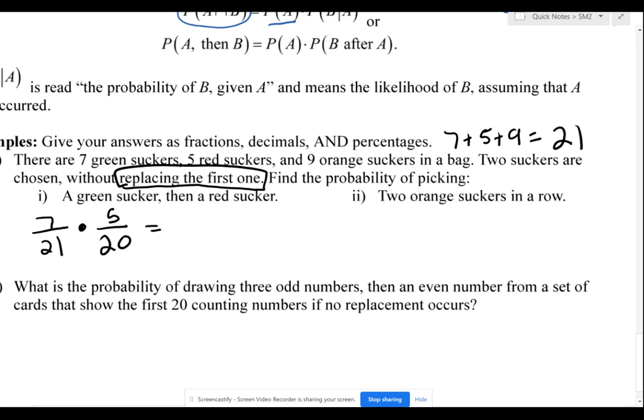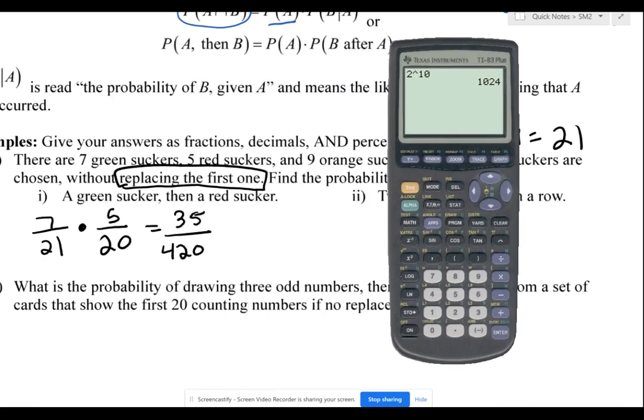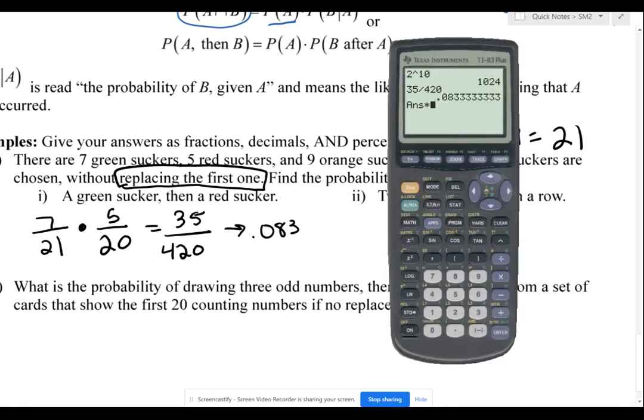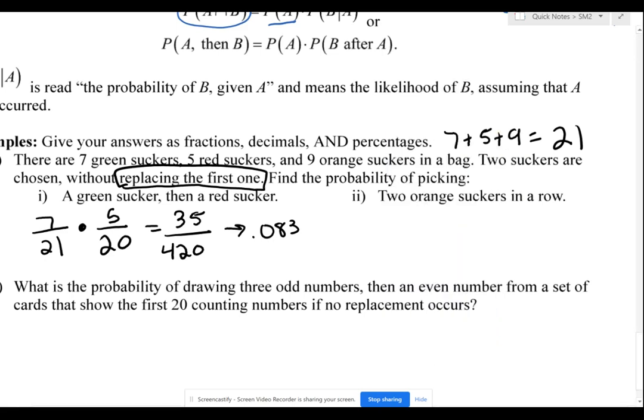I multiply straight across. 7 times 5 is 35. And then 21 times 20 is 420. And then I get my calculator out, if you haven't already. And then we figure out the decimal. 35 divided by 420. And 3 decimal places would be 0.083. 0.083. And then that would be a percentage of, we multiply by 100. And we get 8.33%.